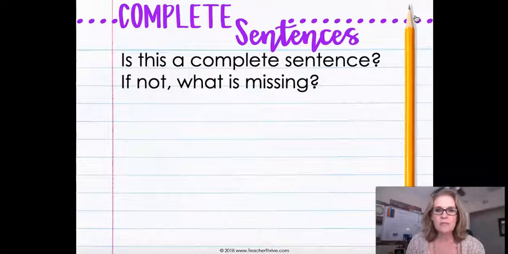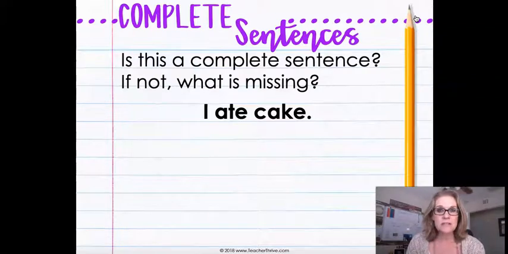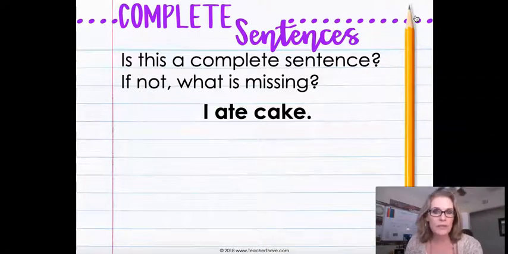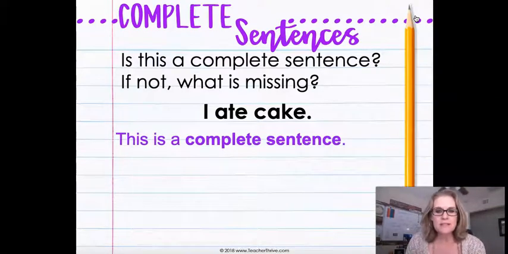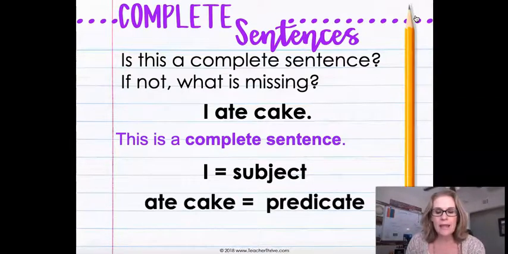Is this a complete sentence? If not, what is missing? I ate cake. Well, does it have a subject? Does it have a predicate? Do you know who the sentence is talking about and what they did? If so, it's a complete sentence. I ate cake. It has a subject. It has a predicate. By the way, this is a true story. I actually ate cake for dinner the other night. It was my birthday cake. Shh, don't tell anybody. Okay, this is a complete sentence because, like I said, I is the subject, the who or the what the sentence is talking about, and ate cake is the predicate, what they did. I ate cake, I really did.